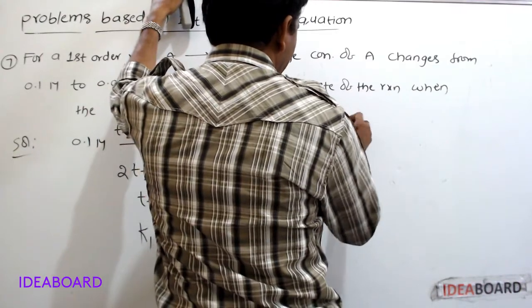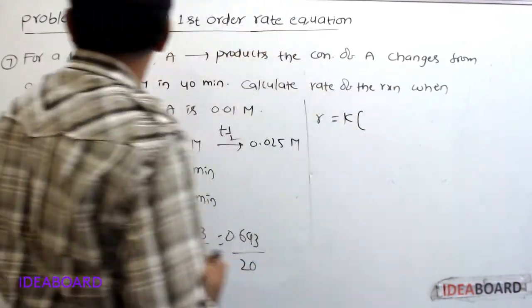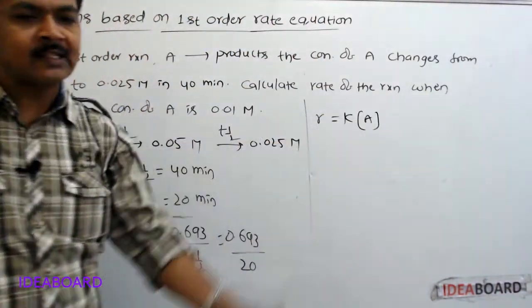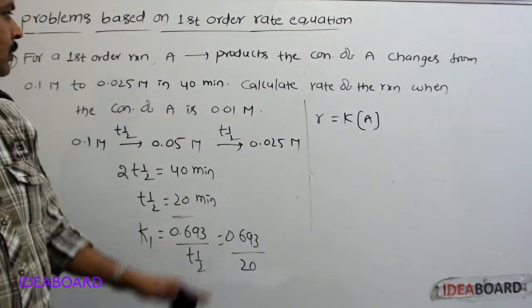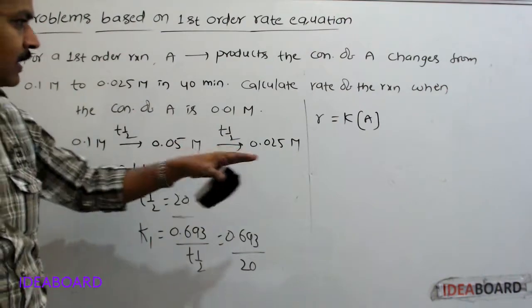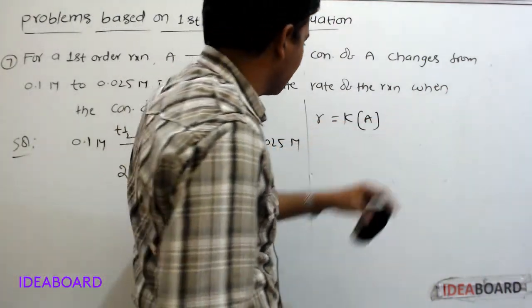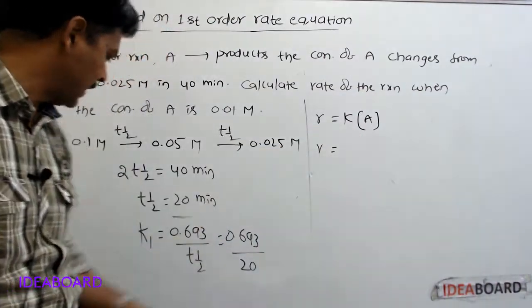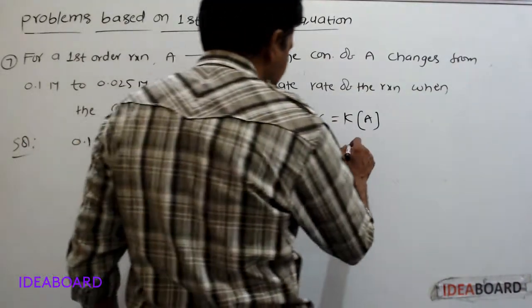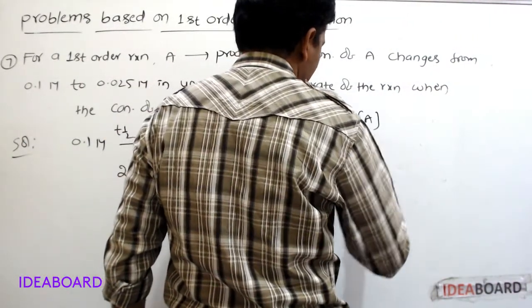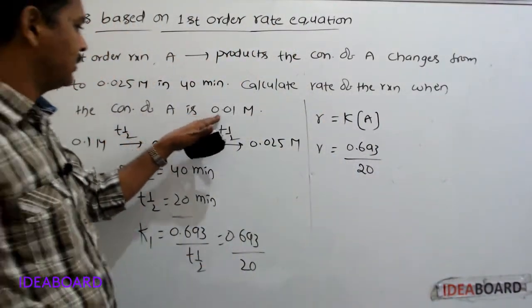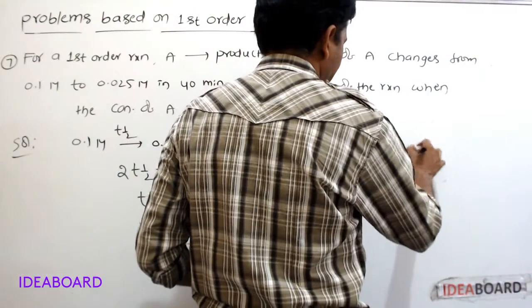Given that it is a first order reaction, rate is equal to K into A concentration power 1, because it follows first order reaction. Rate is equal to K into A concentration. We should calculate this rate. Rate is equal to K value, which we already calculated, 0.693 divided by 20, into A concentration 0.01.